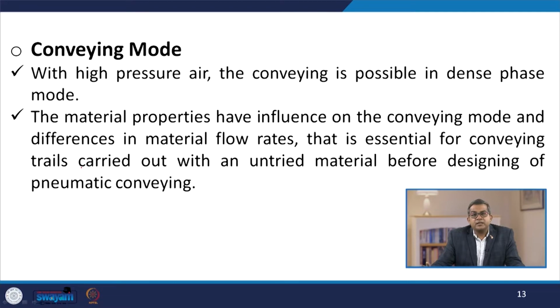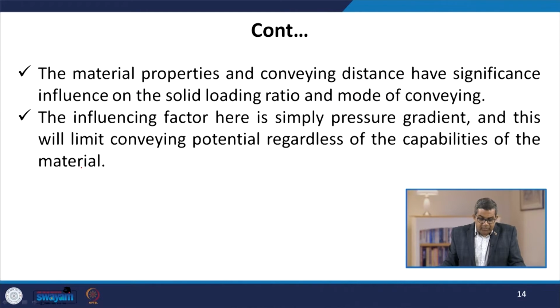So, basically, if you do not have this trial data, then you need to carry out this type of approach. The material properties and the conveying distance have significant influence on the solid loading ratio and mode of conveyance. You see that these two are important parameters, solid loading ratio and mode of conveying.